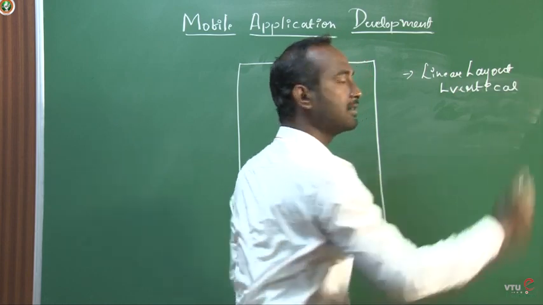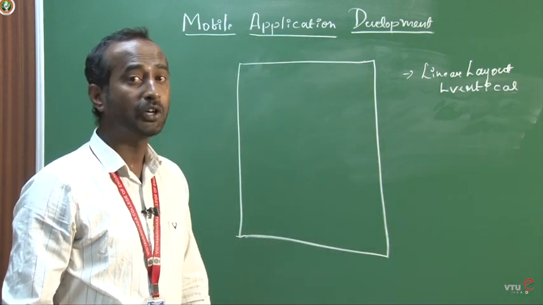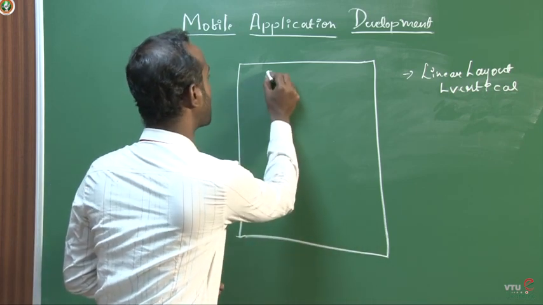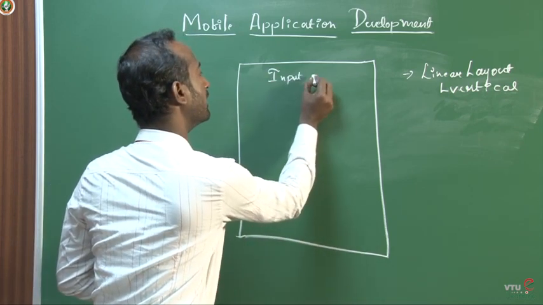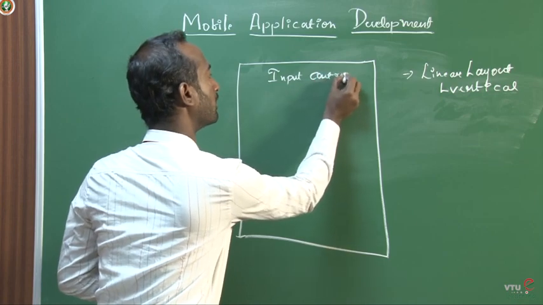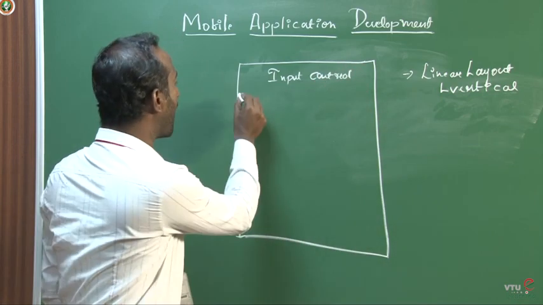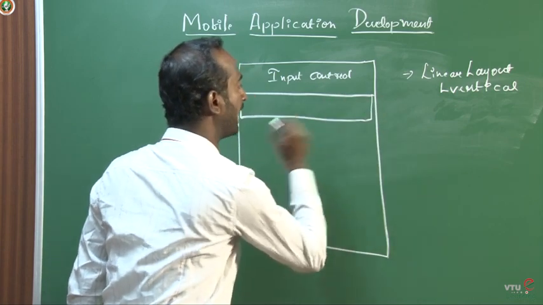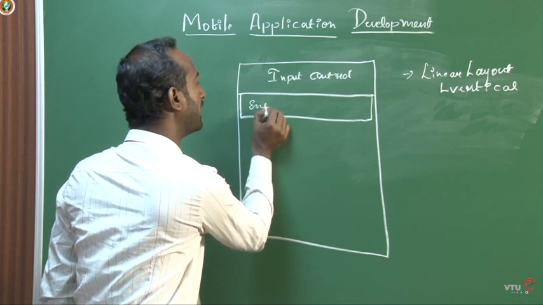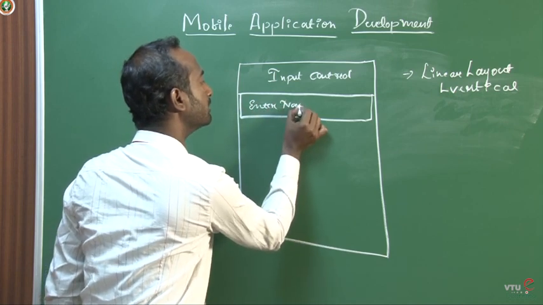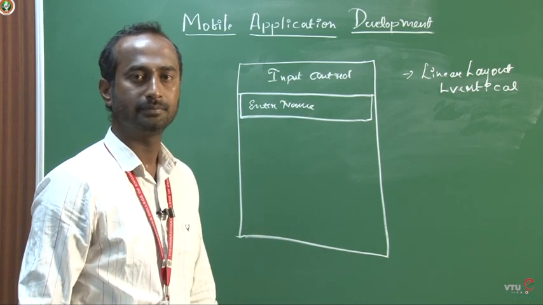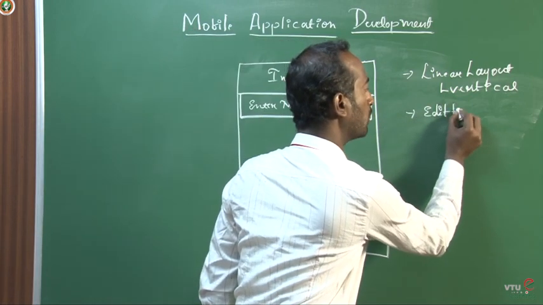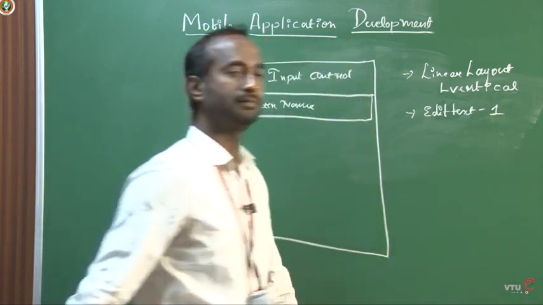The orientation is vertical. So I'm going to add first edit text. The application name is input controls. The first thing that I'm going to add in this input control is an edit text, or you can even call it a plain text, where I'm going to read the name of the user, the name of the student. So one edit text is required to read the name.